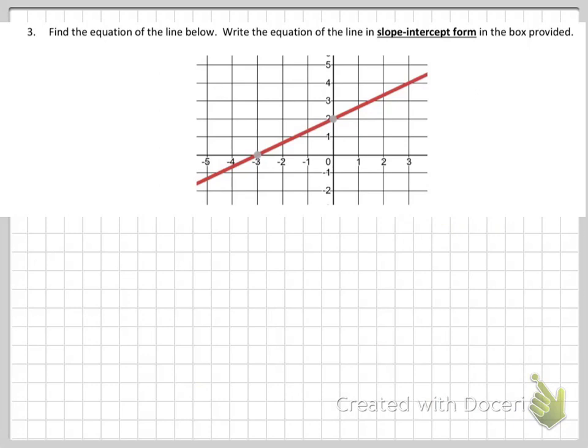So number 3, all we need to do is to find the equation of this line. So they're asking for slope-intercept form. So one thing I might do to remind myself what I'm trying to find is I might write the slope-intercept form of an equation on my paper. Remember, that's not something you're given. It's something that you have to remember.